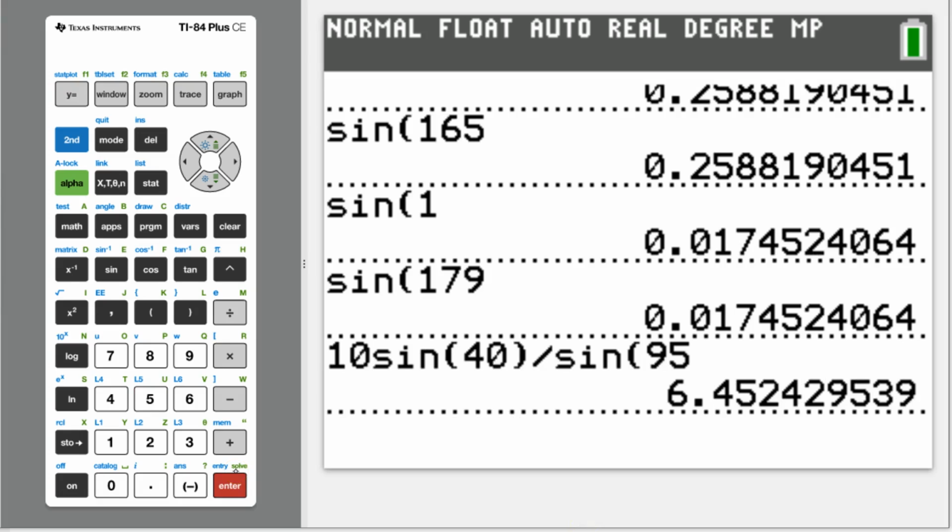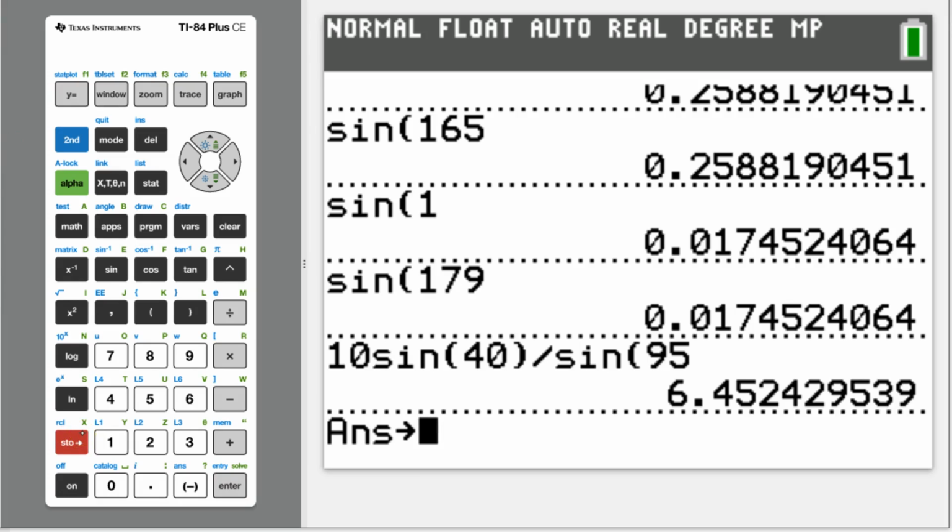Okay, so we're going to round this answer to 6.5, but I'm going to store it, just in case I have to use it again. For some problems, you need to use things again. For other problems, you don't. It depends on the problem. Here's how we store it. See, next to the 1, there's a button that says STO. That's short for store. You press that, and then you choose a letter.